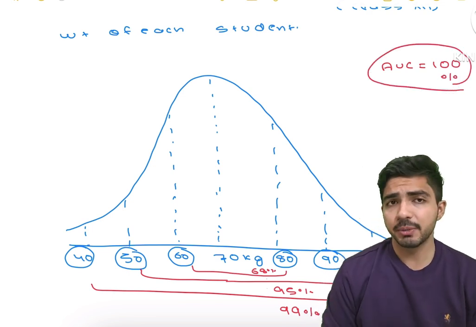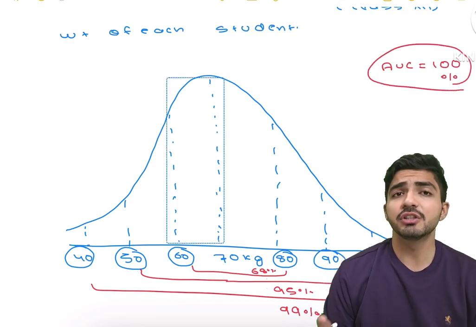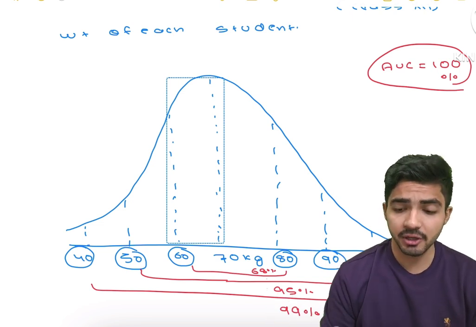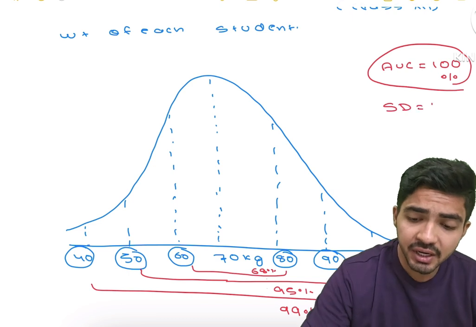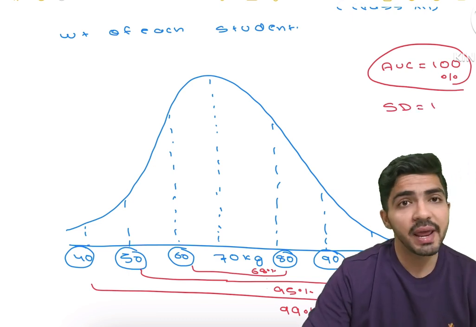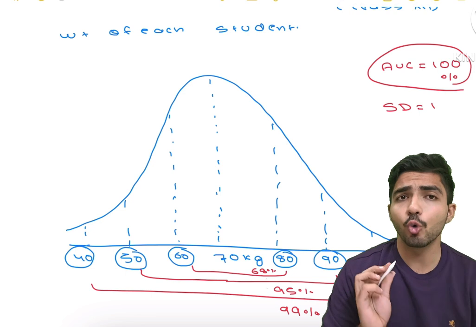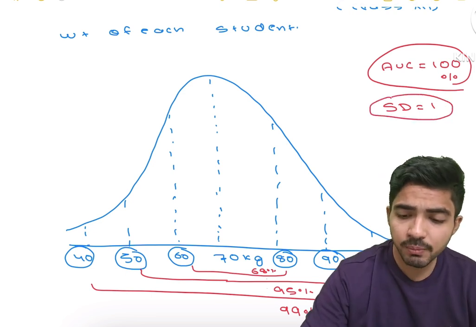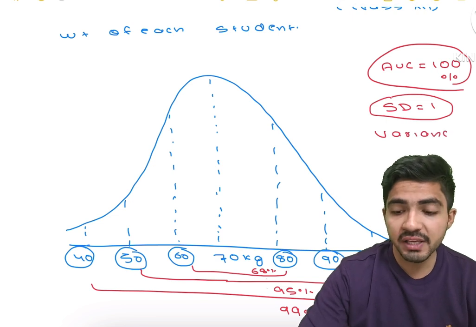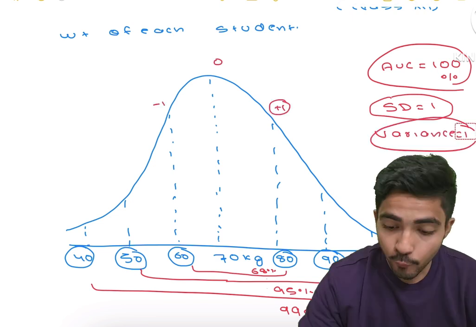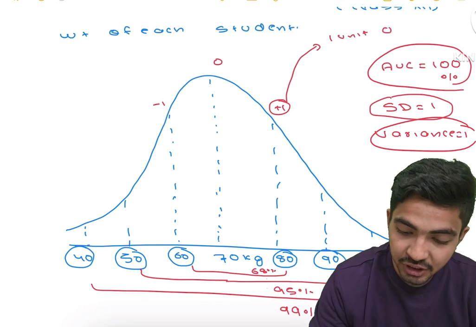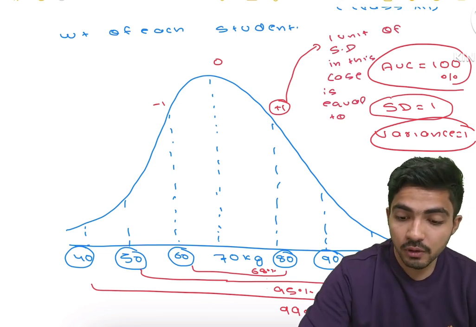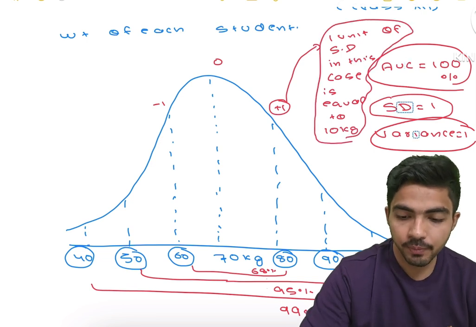So when I tell you area under the curve, it is obvious that it is 100%. Area under the curve means the total number of students lying under this curve. Obviously, it is 100%. And standard deviation is 1, as it is a normal distribution and it is a Gaussian distribution. We assume that standard deviation will be equal to 1. Variance is also equal to 1. 1 unit of standard deviation in this case is equal to 10 kilogram.